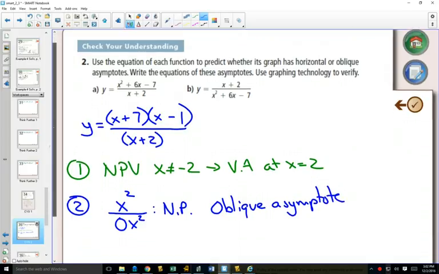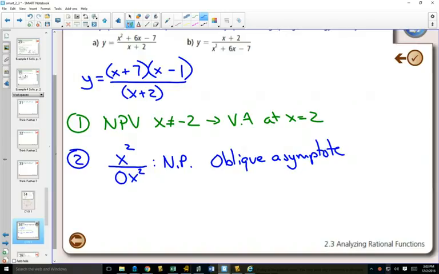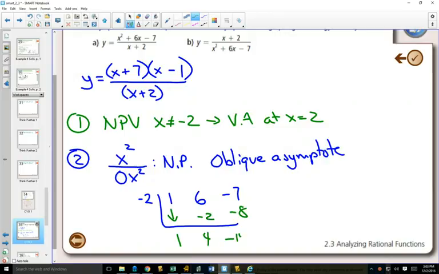To find the equation of our oblique asymptote, we will use synthetic division. So we are taking x squared plus 6x minus 7. We're dividing it by x plus 2, so we put a -2 out front. Bring down the 1, multiply, add, multiply. So this means x plus 4 remainder of -15. Our equation of our oblique asymptote will just be the x plus 4. We don't have to worry about the remainder.